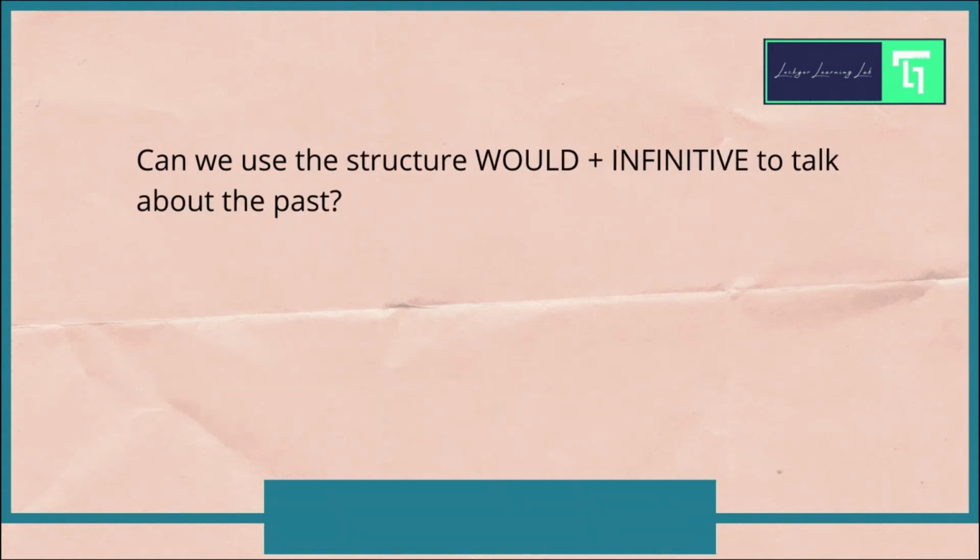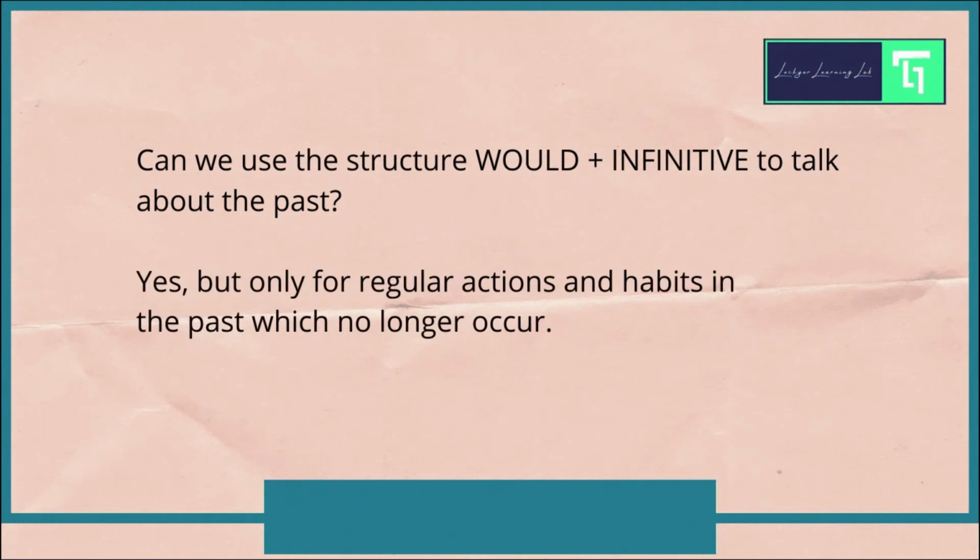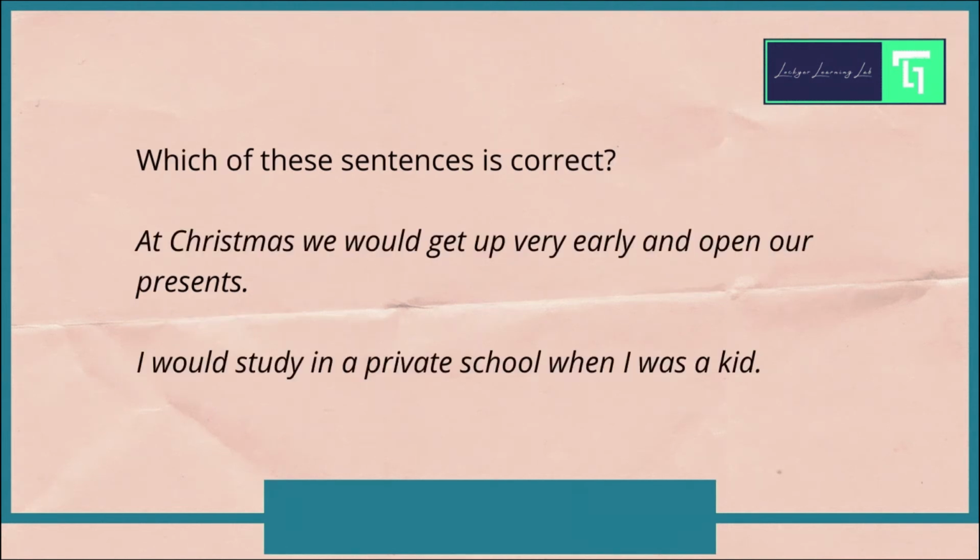When do we use the structure would with the infinitive? Can we use that structure for talking about the past? Is that possible? Well, yes, it is possible. It may sound strange to you, but yes, it is possible for regular actions and habits in the past which no longer occur. But we can't use it for a state in the past, okay? We can only use it for an action. So let's have a look at examples. Well, two examples. Which one is correct?